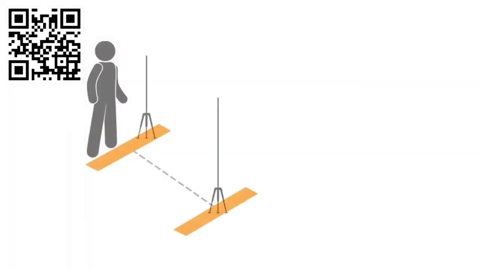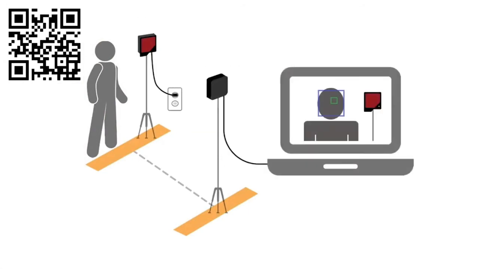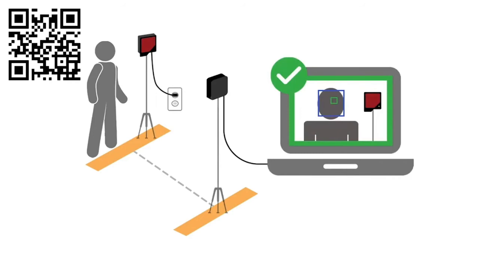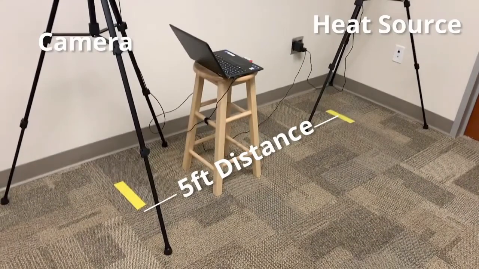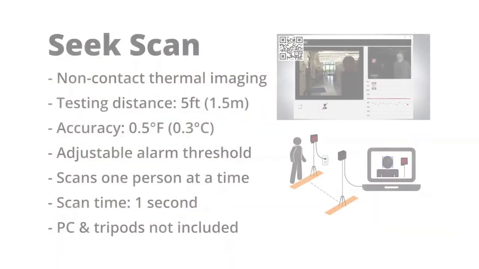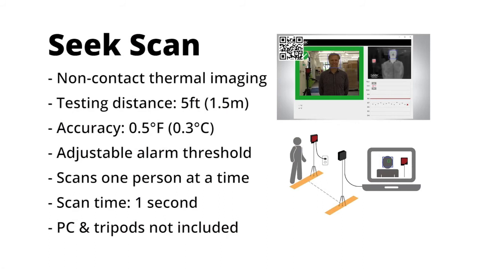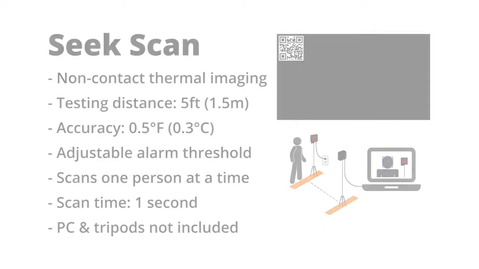SeqScan has just 2 main parts: a thermal camera and a heat source calibrated to healthy human skin temperature. To set up, simply measure 5 feet between the camera and heat source tripods, then connect the camera to a PC. When someone stands next to the heat source, the camera measures their skin temperature against the known reference temperature. Based on your temperature threshold setting, the system will give a pass or fail signal. It's that easy.